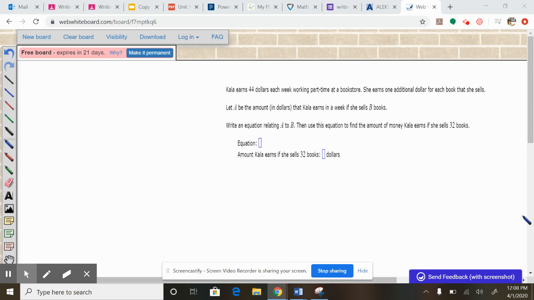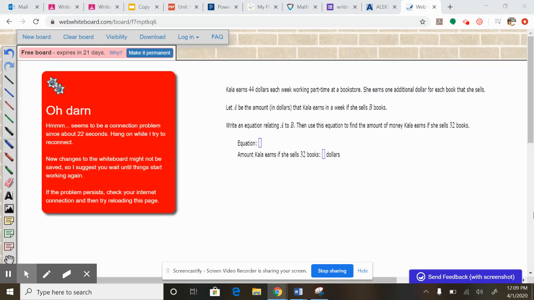All right, last example. So I have a word problem here that says Kayla earns $44 each week working part-time at a bookstore. She earns one additional dollar for each book that she sells. Let A be the amount in dollars that Kayla earns in a week if she sells B books. So A is the amount, B is books instead of X and Y again. And then I'm going to have to use this equation to find the amount Kayla earns if she sells 32 books.